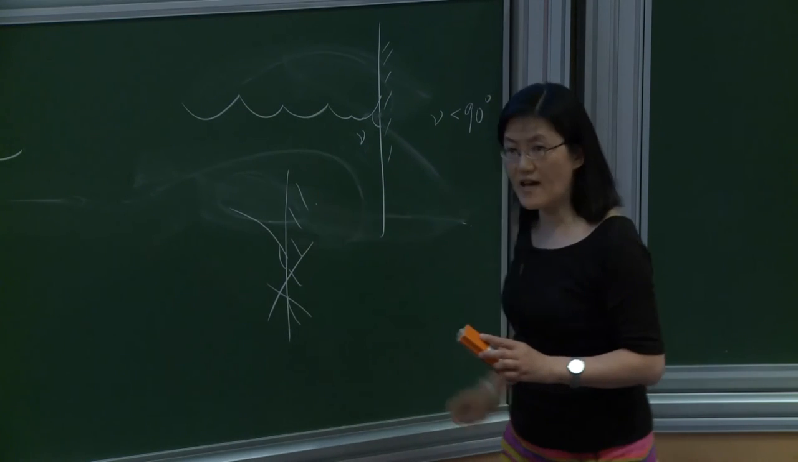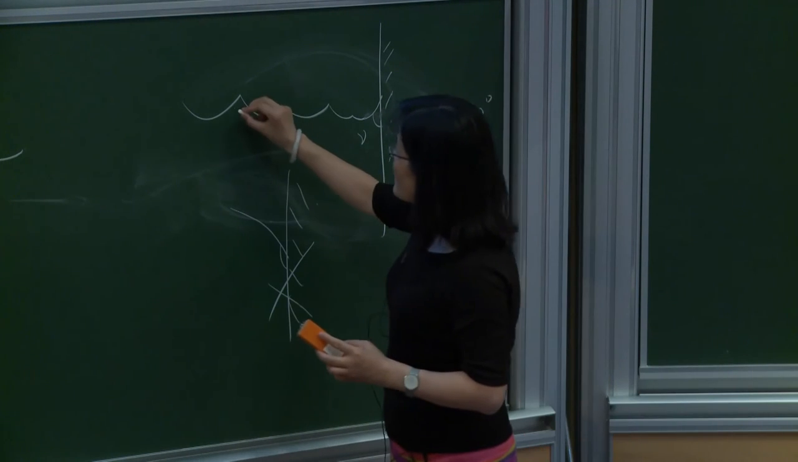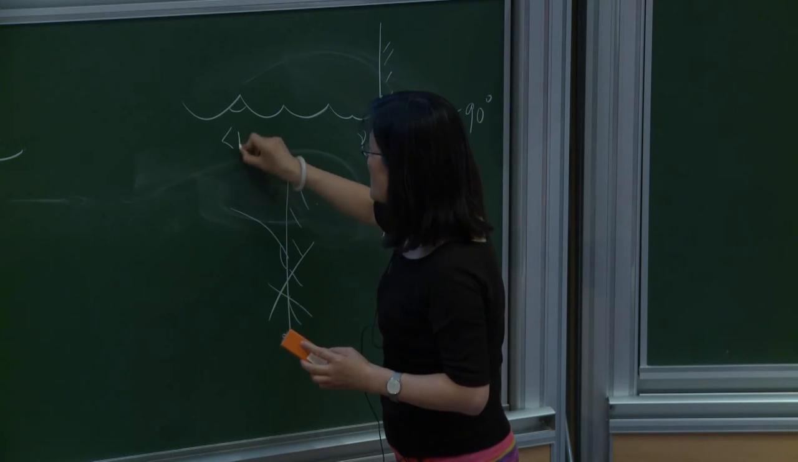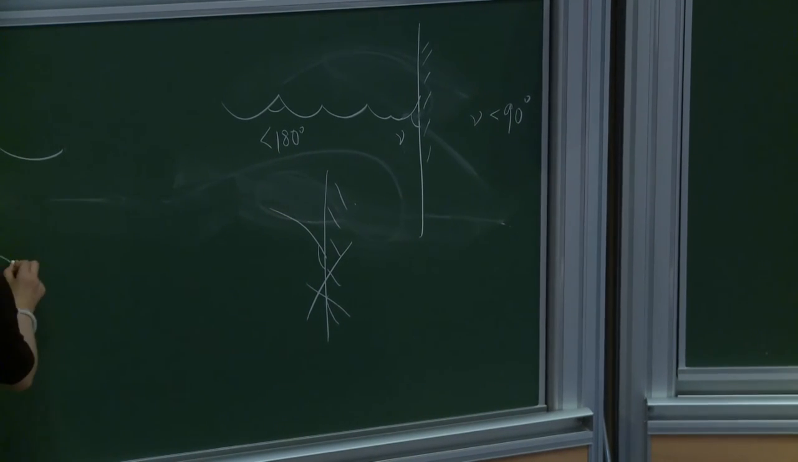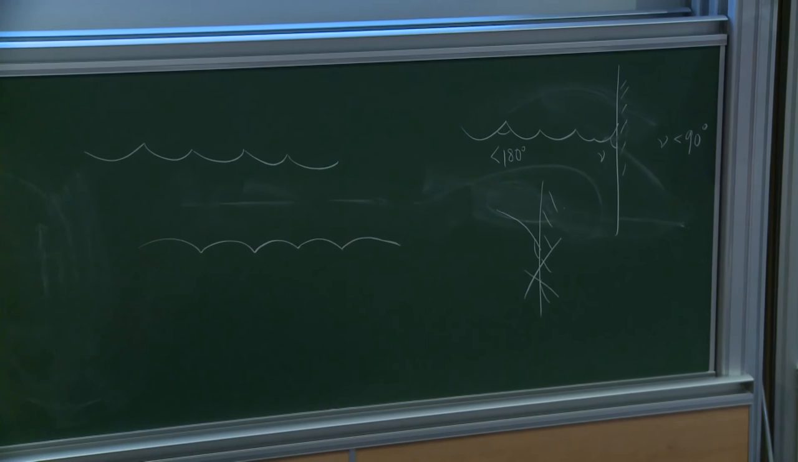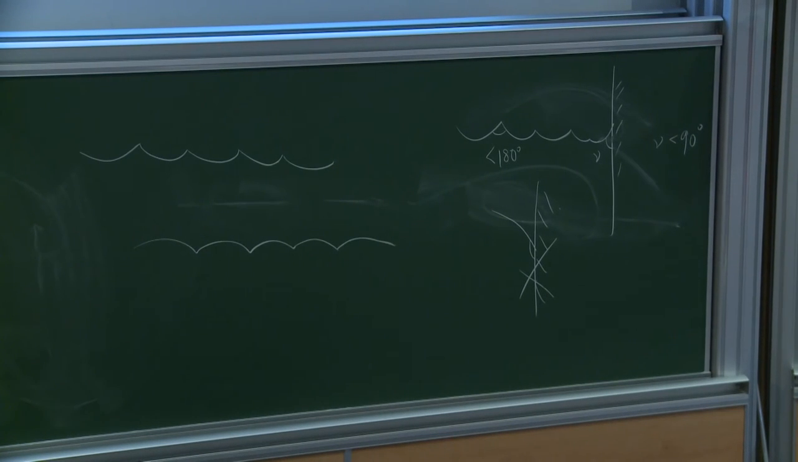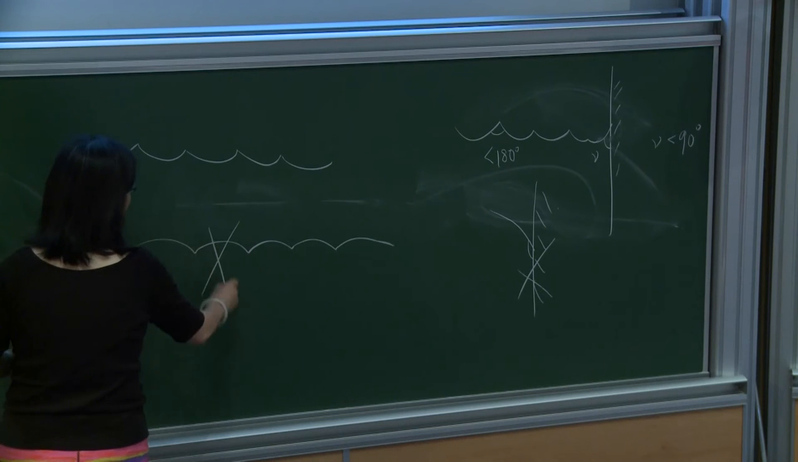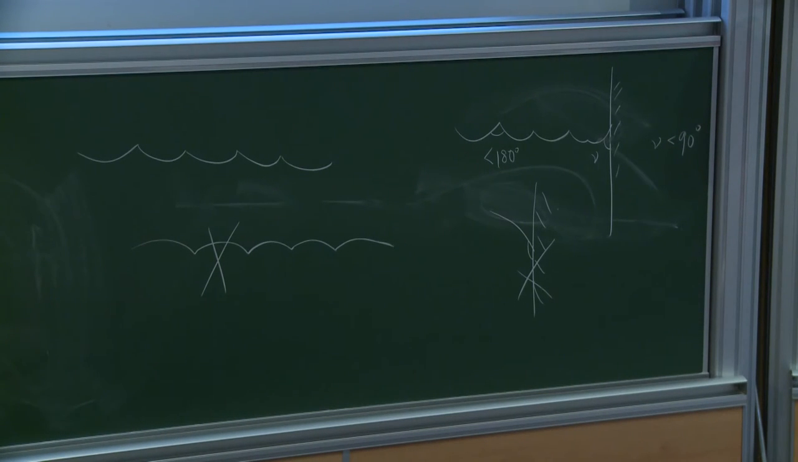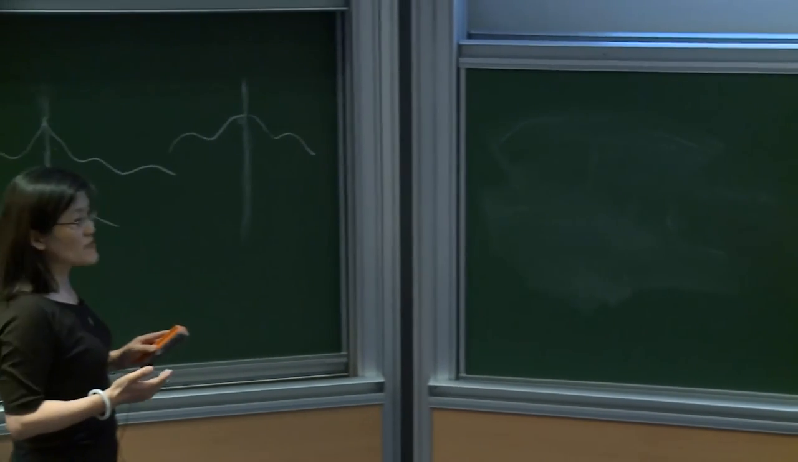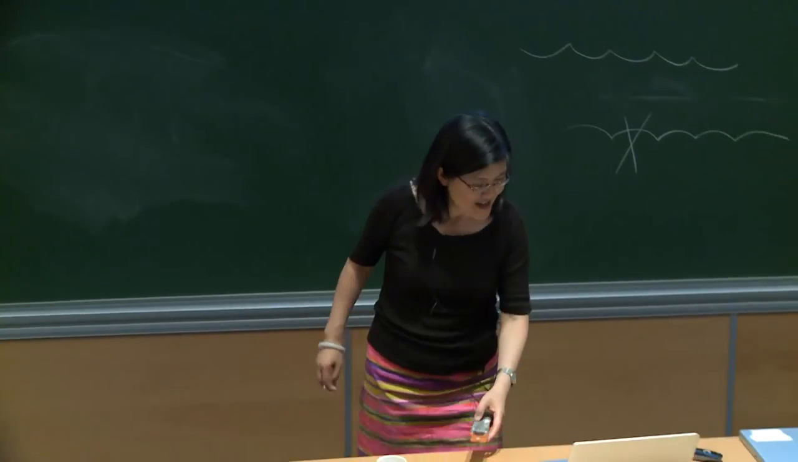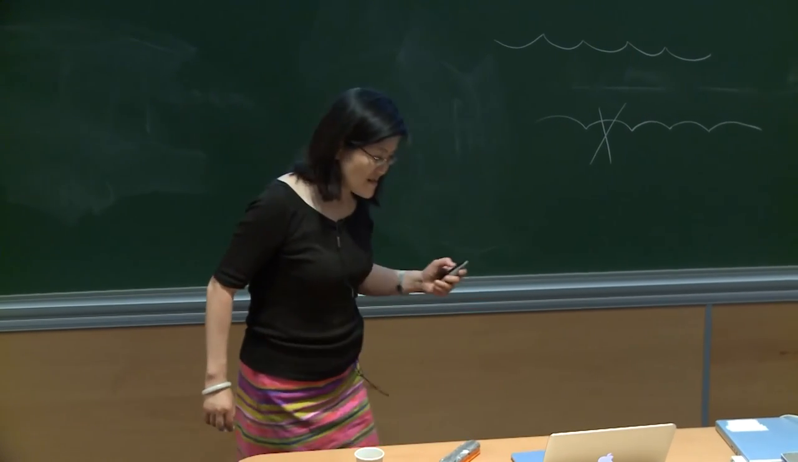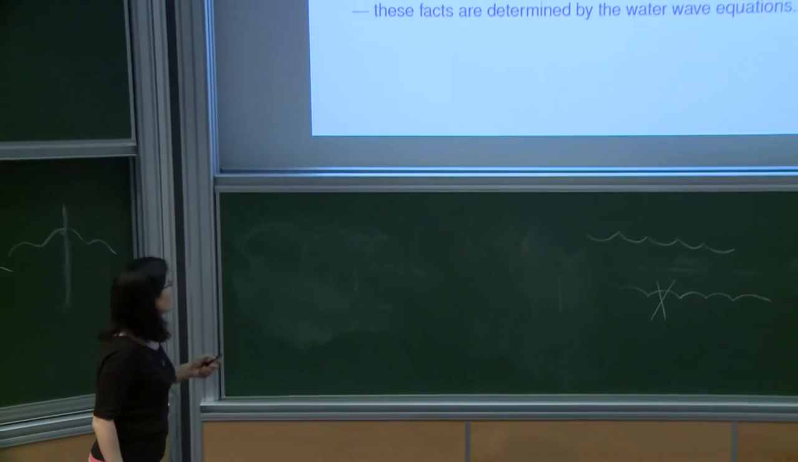And of course, we can also have angles in the interior. For the interior angle, this angle has to be no more than 180. So in other words, we don't see a water wave like this. Of course, that's quite obvious. Every kid knows, if you ask them to draw, you will never draw a graph like this. Everybody knows this, and actually this fact is determined purely by the water wave equation. I will explain why. This comes purely from the quasi-linear equation we derived in '97. You can understand these simple facts.